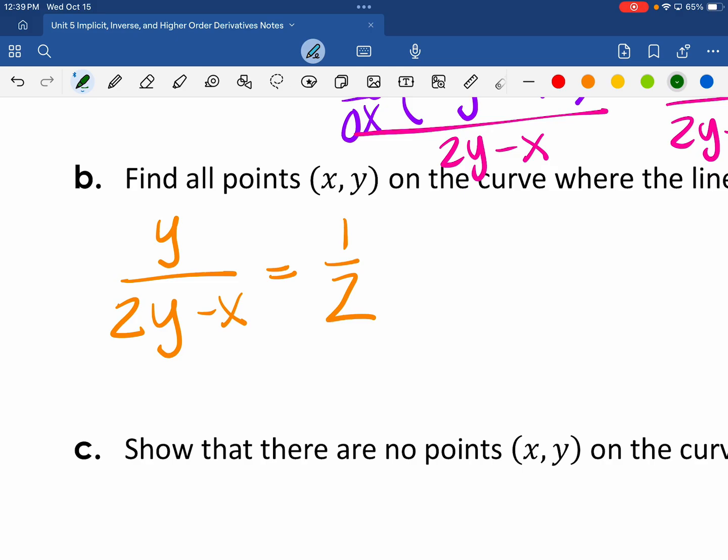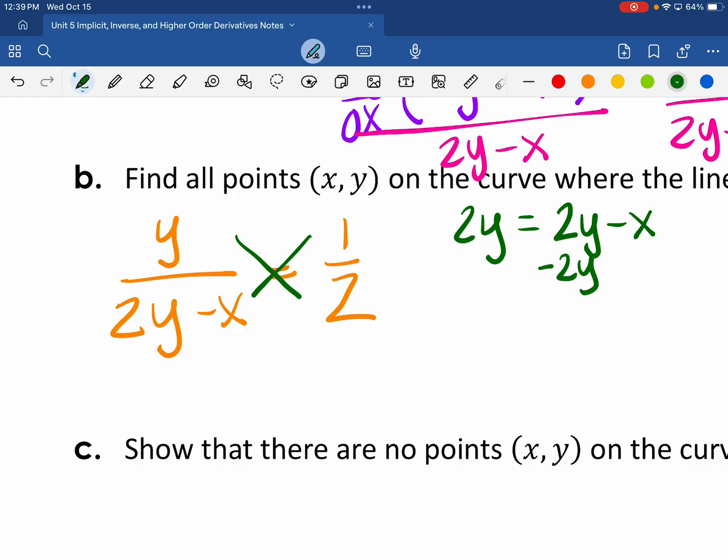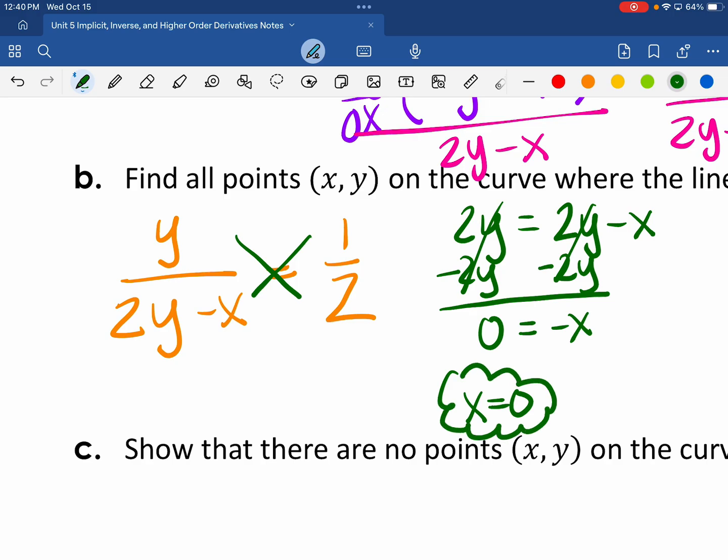All right, so on this one here, if I want to finish solving, I'm going to cross multiply. So what is 2 times y? 2y. And 1 times 2y minus x. 2y minus x. All right, then what would you do? Do you move the 2y? What happens when you move the 2y over? They cancel, x equals 0. So x equals 0. That's negative. If you divide by -1, it still becomes 0. All right, so I've got x is 0.